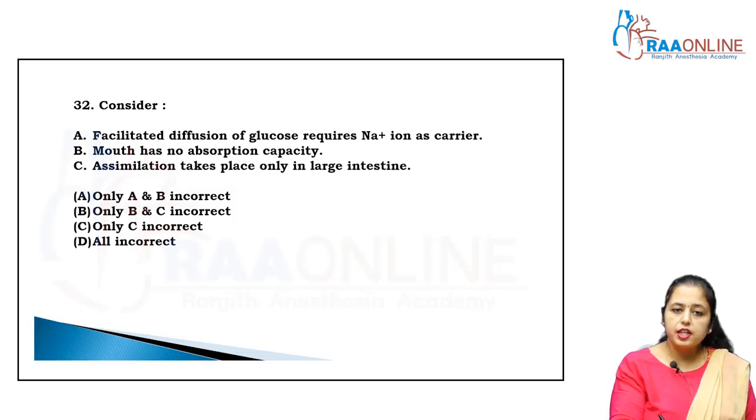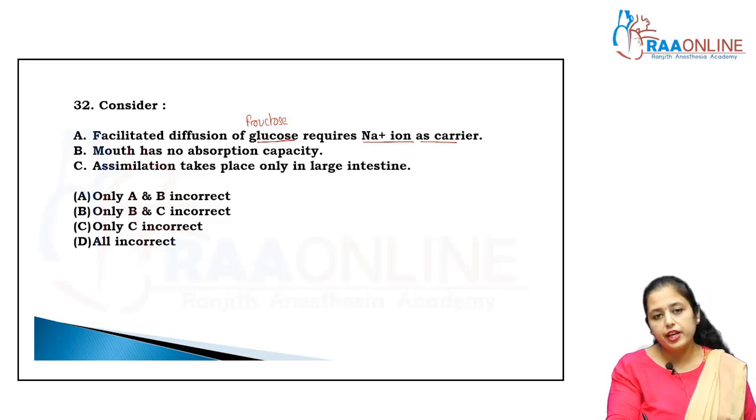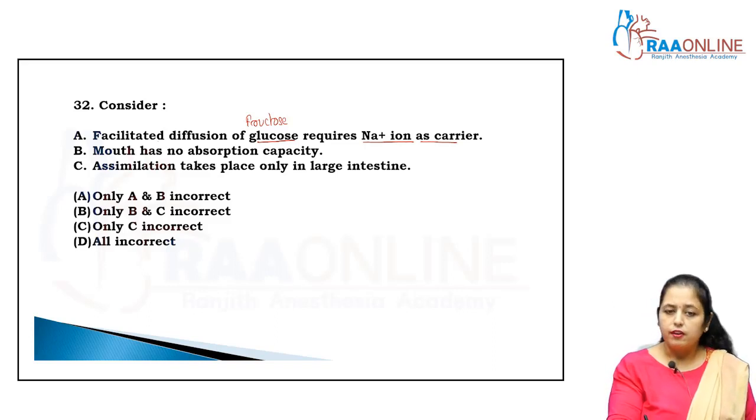Consider these statements. Facilitated diffusion of glucose requires sodium ions as carrier. No, this is the line of NCERT, but instead of glucose, if there is fructose here, then that statement is correct. But glucose is actively reabsorbed, right? It's not facilitated diffused, right? For the diffusion of the fructose, the sodium ion is required. Clear? So that statement is wrong.